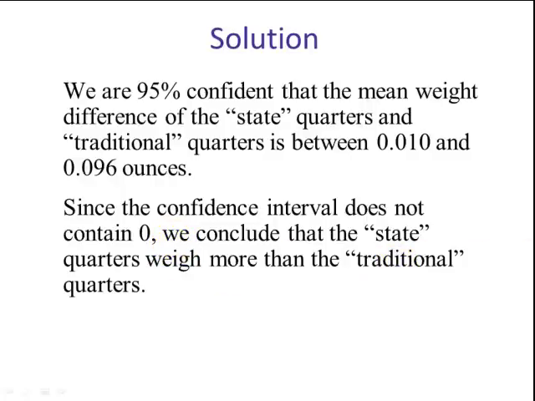Now what does that tell us? Well, that tells us that there is a statistically significant difference between the mean weights of these two. So anytime that we do a confidence interval for the difference of two means and 0 is in the confidence interval, then we say that there is not a statistically significant difference between the two means. If we do a confidence interval and the confidence interval does not contain 0, then we say that there is a statistically significant difference between the two means.